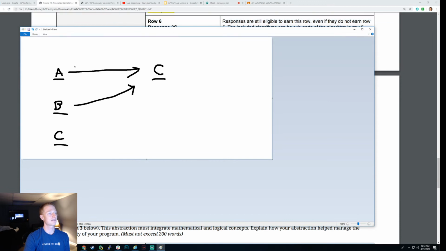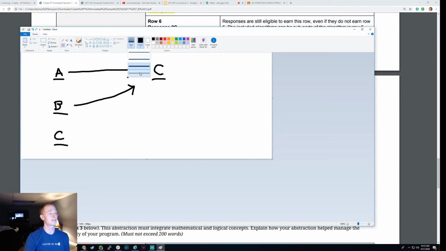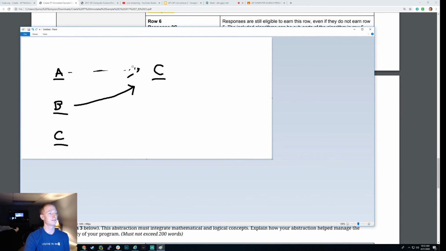If you have this, I need to change my size. Are you kidding me? Paint. Ugh. Ignore these arrows. Goodbye.